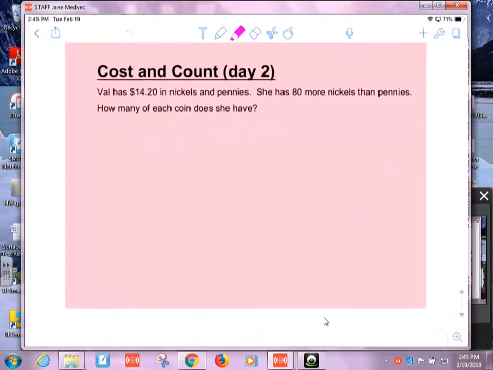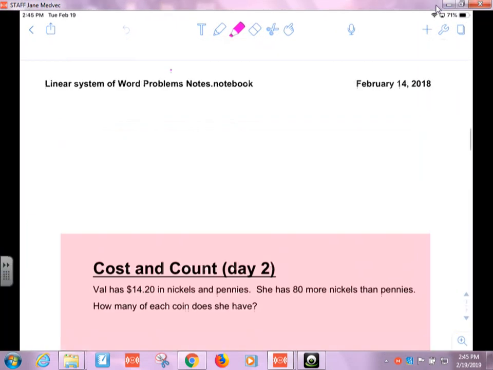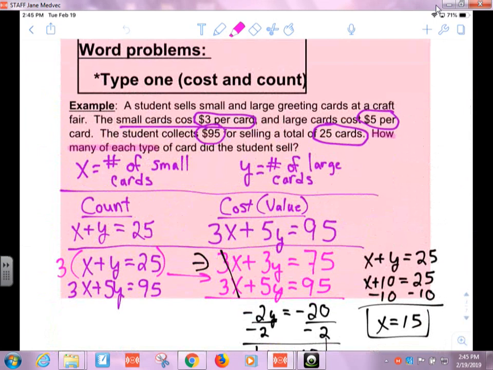So what we're going to do today is go back to the notes from yesterday. If you look at the notes from yesterday, we worked with one type of cost and count problem. Again, we read the problem, we discussed x and y. It's number of small cards, number of large cards, not just small cards, large cards. We've got to make sure that we put the number of them. We came up with two equations, the cost equation and then a count equation. So we did the count first, and then we did the cost.